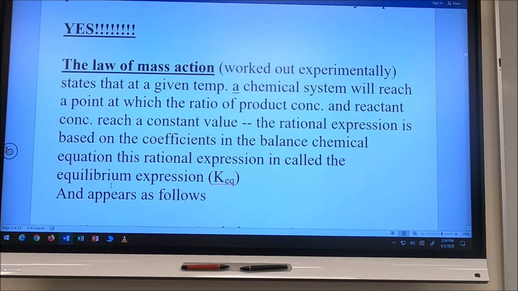And we have the law of mass action. The law of mass action, which was worked out experimentally, says that at a given temperature, a chemical system will reach a point at which the ratio of product concentrations and reactant concentrations reach a constant value. The rational expression is based on the coefficients in the balanced chemical equation. This rational expression is called the equilibrium expression and appears as follows.